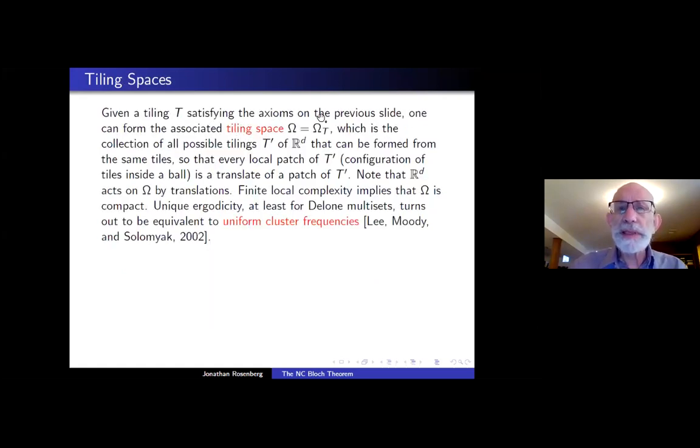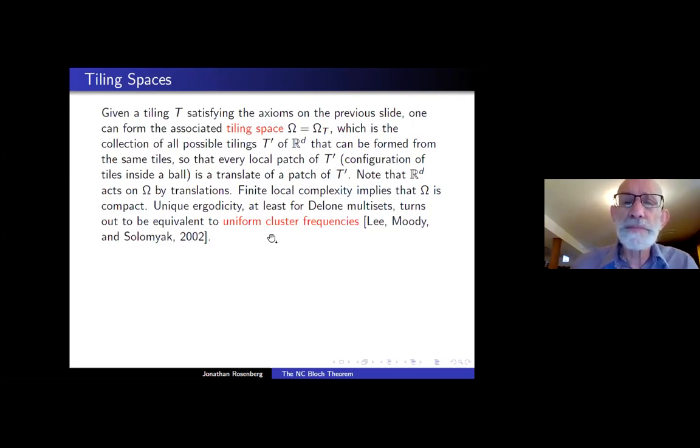So given a tiling like that, then you can form the associated tiling space, which is the collection of all possible tilings that can be formed from the same tiles with the same allowable configurations. And so that every local patch of one of these tilings is a translate. Sorry, one of these should not have a prime on it. Every local patch of T prime is a translate of a patch of T.